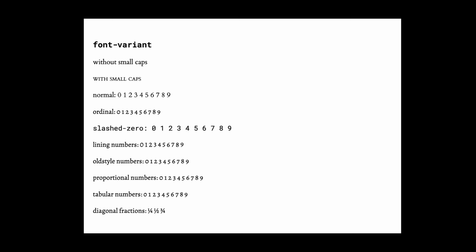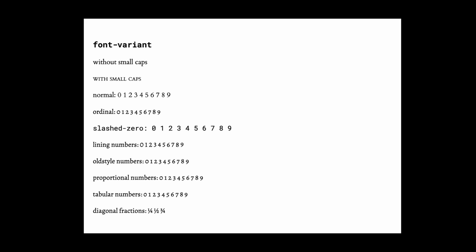So by using a combination of Alegreya and Rubik Mono, we are able to see some differences when looking at the font variants for numerics. We can see a difference between ordinal numbers and normal numbers.